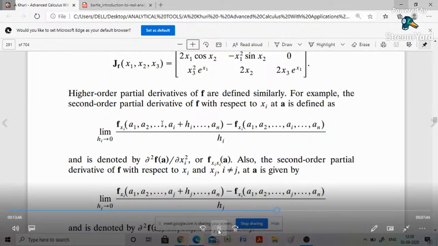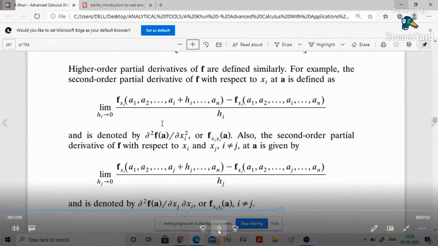Or we can take the derivative of the first partial derivative with respect to another variable xj, that is given in the second equation on this screen. On the screen you can see two equations. The first one is the partial derivative of the first partial derivative with respect to xi again. The second equation is the partial derivative of the first partial derivative with respect to another variable xj. These are called second order partial derivatives. What is the second order partial derivative of f with respect to xi?